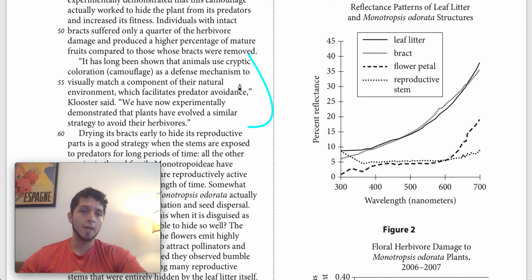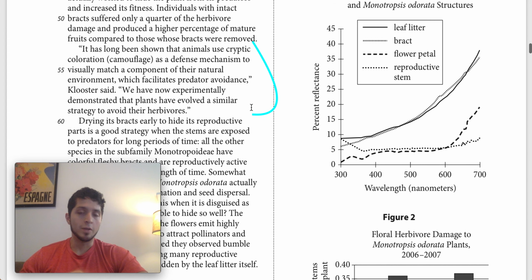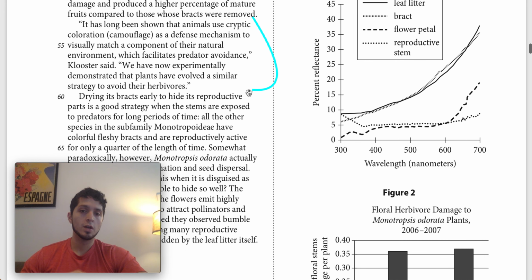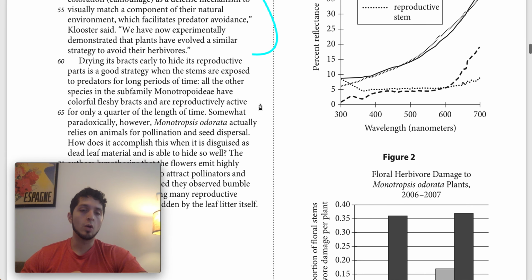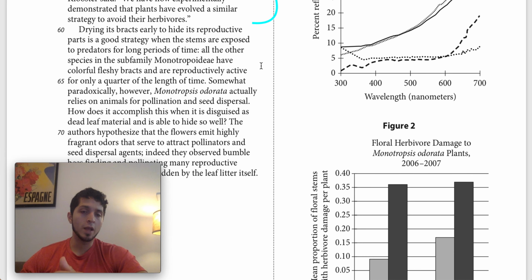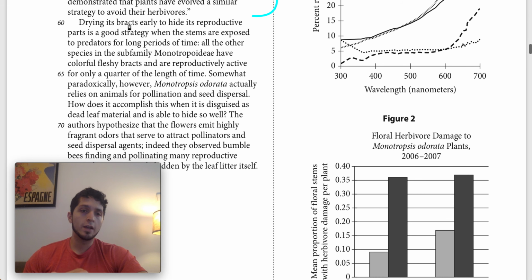It's long been shown that animals use cryptic coloration or camouflage to visually match a component of their natural environment, which facilitates predator avoidance. In other words, basically, we know that animals use camouflage to avoid getting eaten. Now we have experimentally demonstrated that plants use the same strategy to avoid their herbivores. So this is just him giving a quote about what he discovered, which is that, hey, this plant uses camouflage.